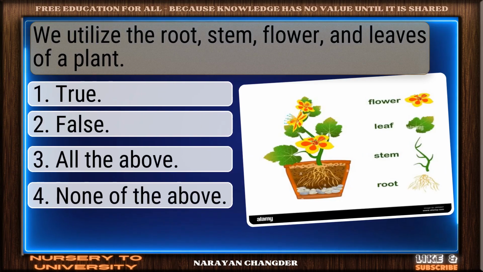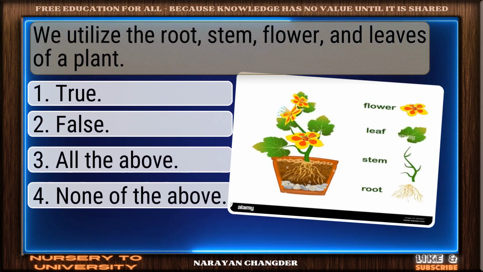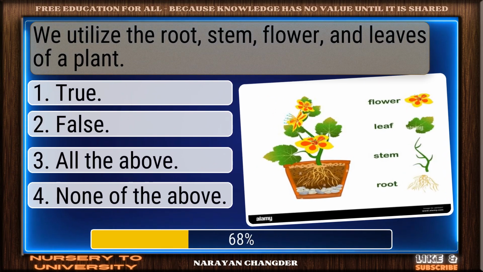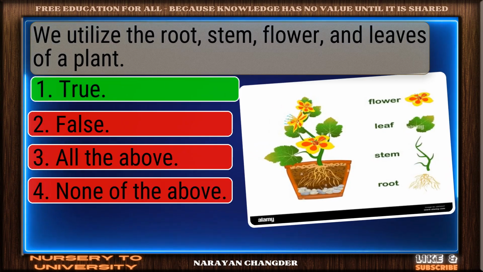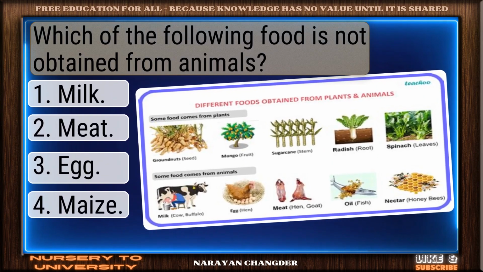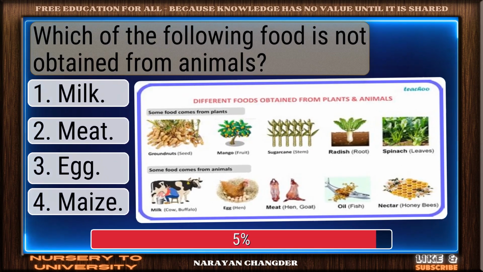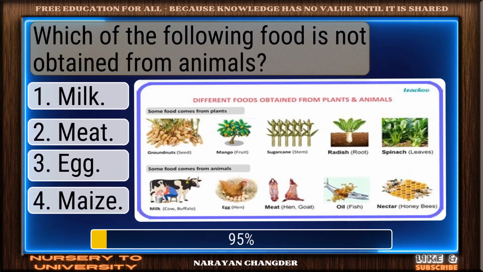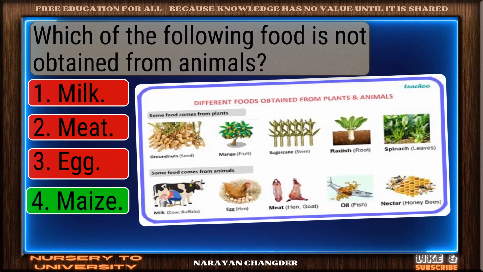We utilize the root, stem, flower, and leaves of a plant. You chose true, and it is correct. Which of the following food is not obtained from animals? Bravo, maize is the answer.